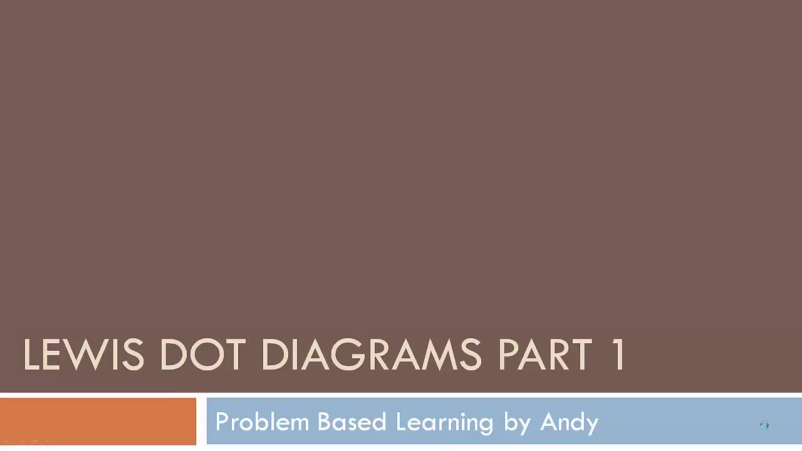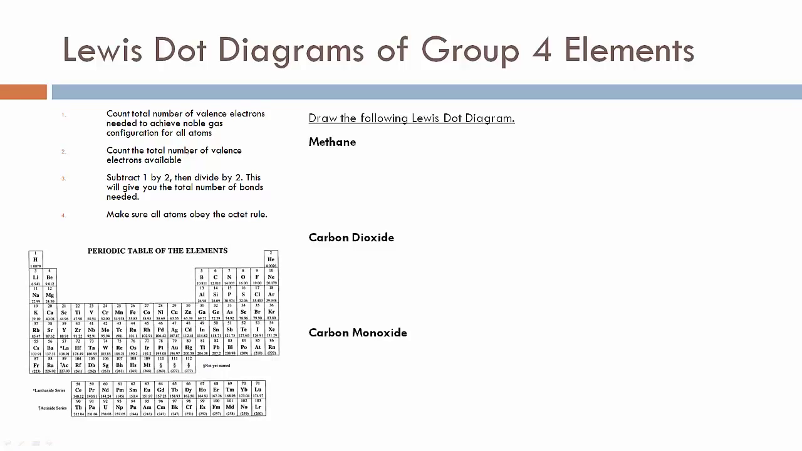Lewis dot diagrams part 1. For this session, I'll be teaching you how to draw Lewis dot diagrams systematically. Let's start off by drawing the Lewis dot diagrams of group 4 elements using the rules on the left-hand side. We'll be using methane as a first example, CH4.